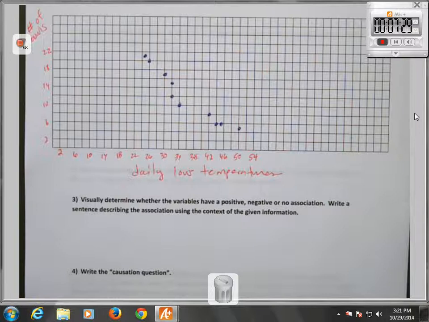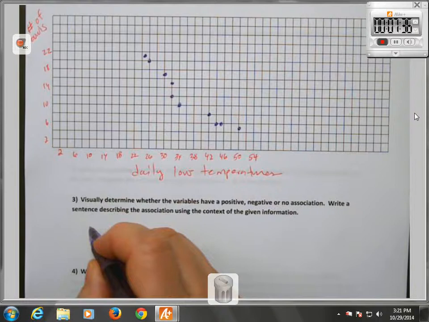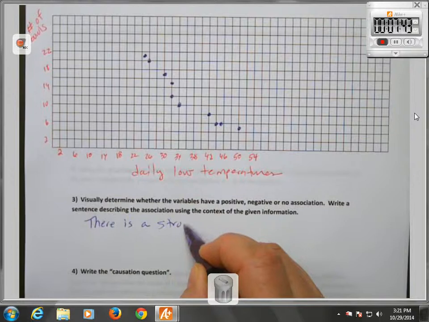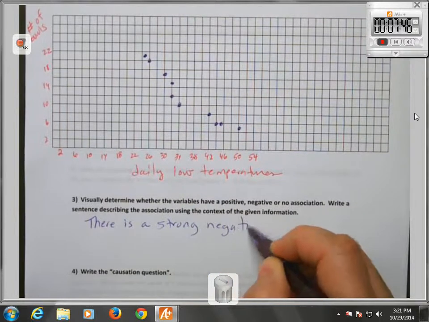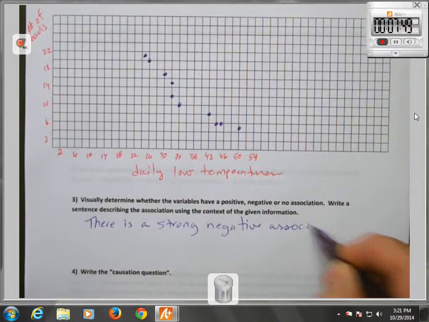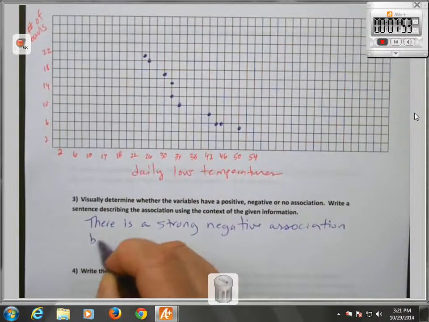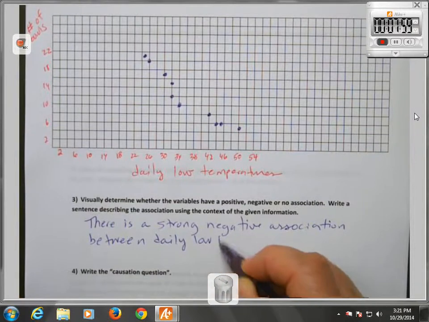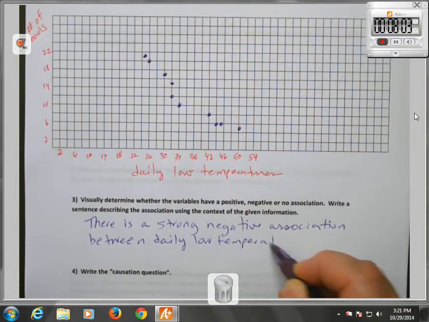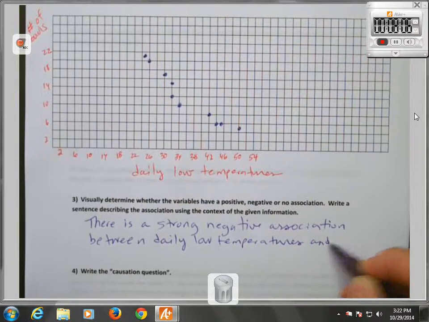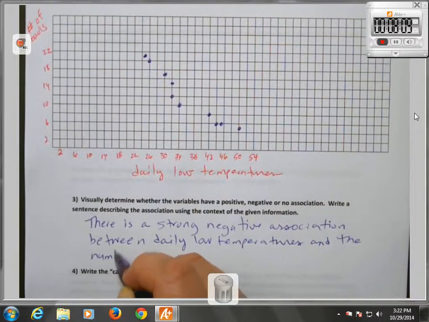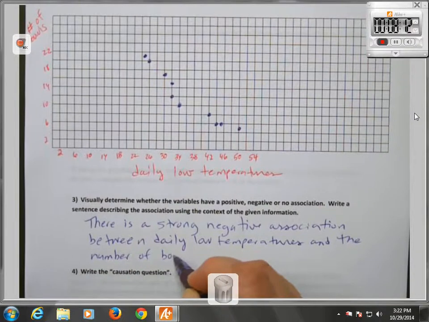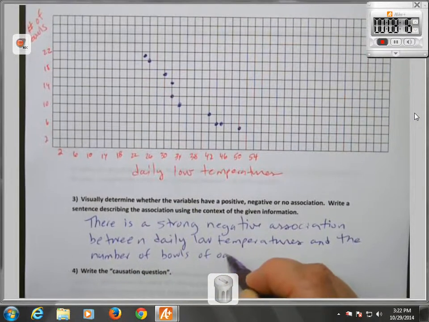So to write this sentence, we're going to say that there is a strong negative association between daily low temperatures and the number of bowls of oatmeal sold.